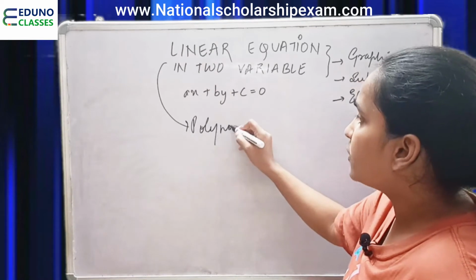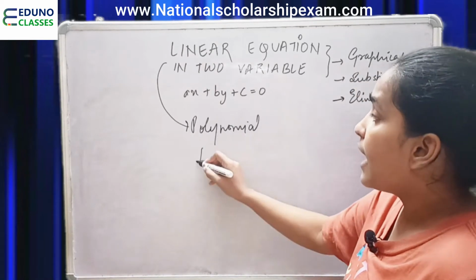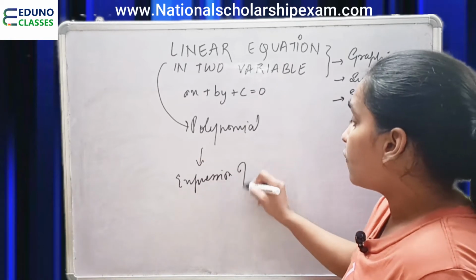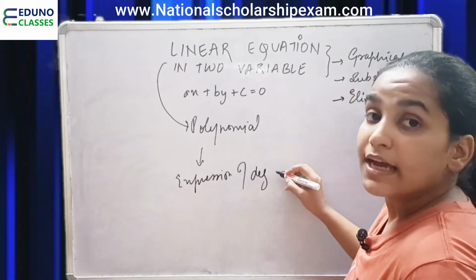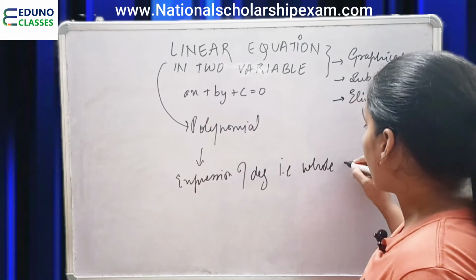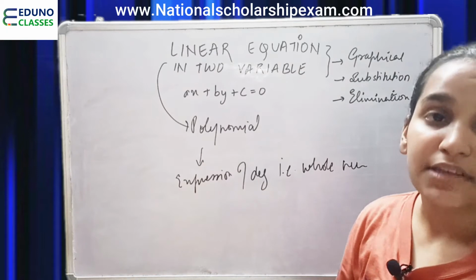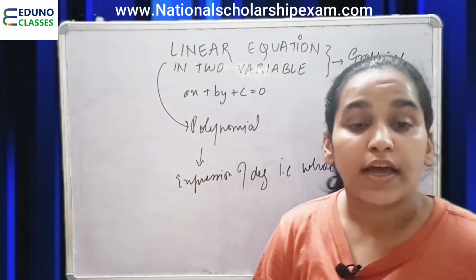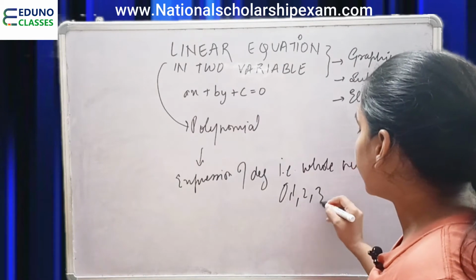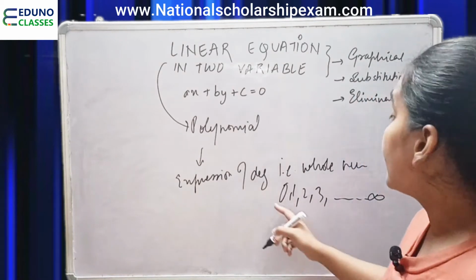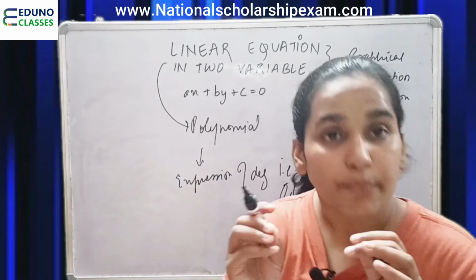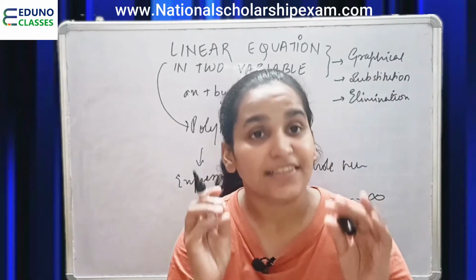And what is a polynomial? A polynomial is an expression whose degree is only a whole number. What are whole numbers? Whole numbers are numbers starting from 0: 0, 1, 2, 3, 4 and till infinity. It does not include negative integers, only positive integers and 0.